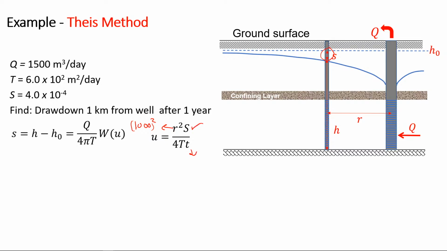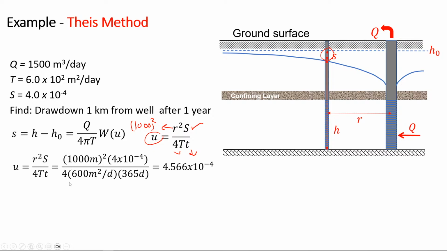T is 1 year, so you need to convert this time into days. T is given, and then you calculate the u. If I did this, I have 365 days. My S is given, my distance is given, my T is given as 4 years. Then I got this number, which I showed you.